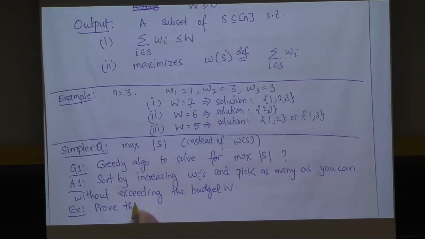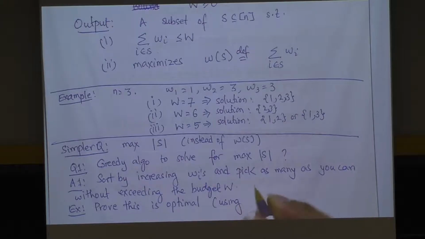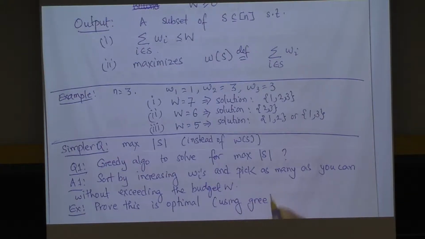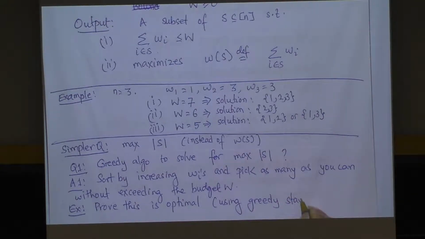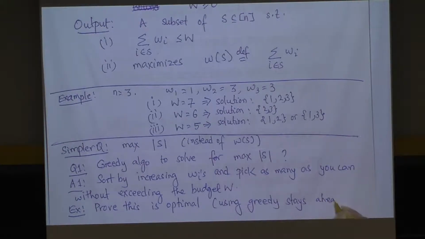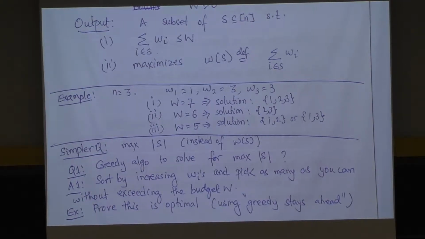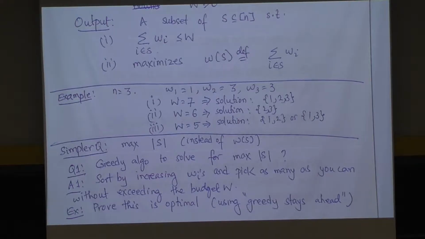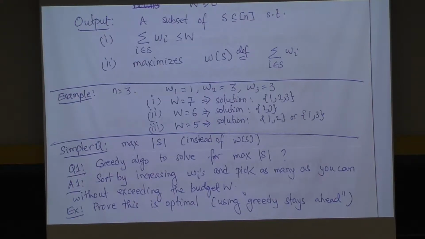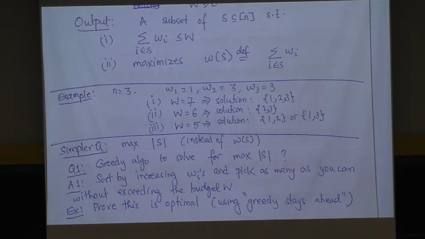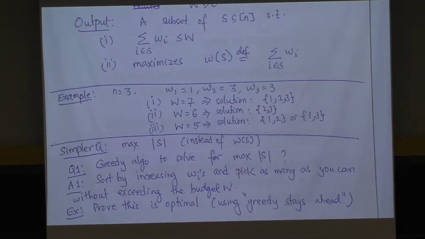Prove this is optimal by using greedy stays ahead, to basically argue that at any point of time, the first i elements that greedy puts in, it will still have more space left than it would for the optimal.